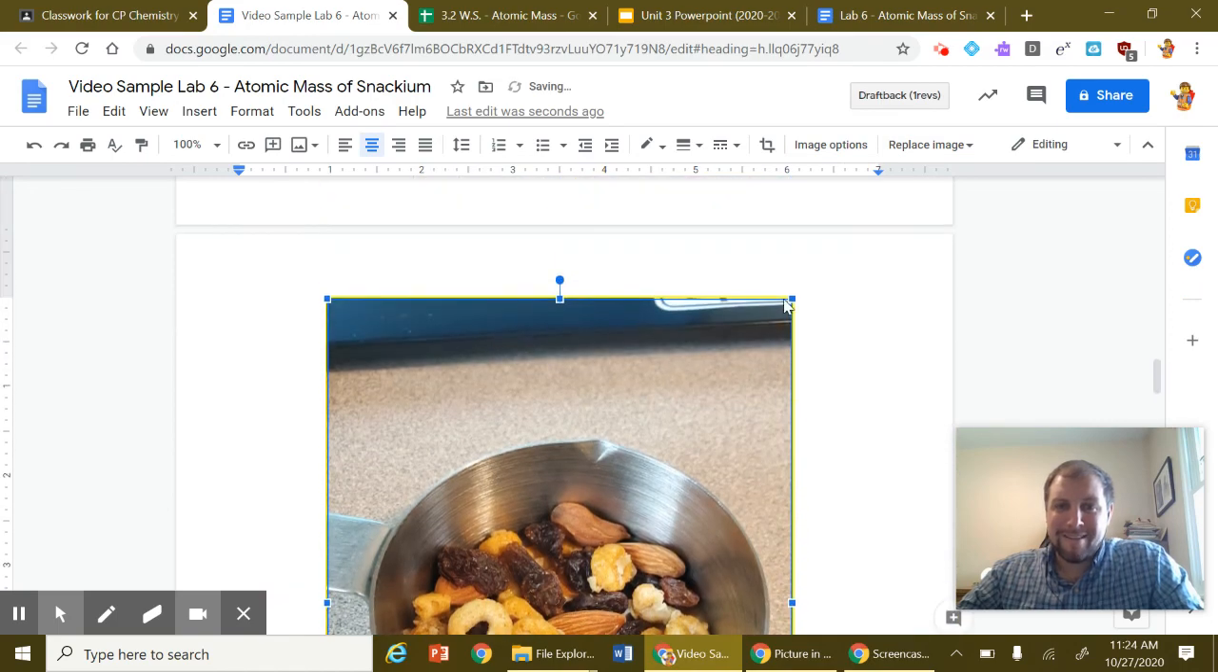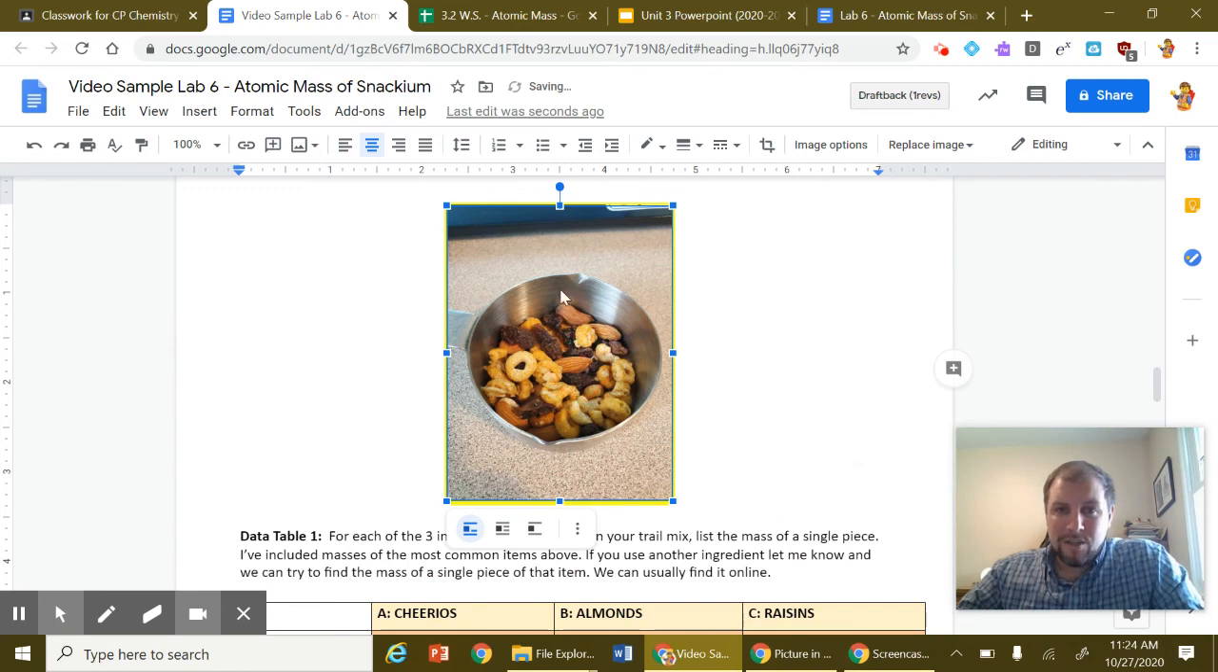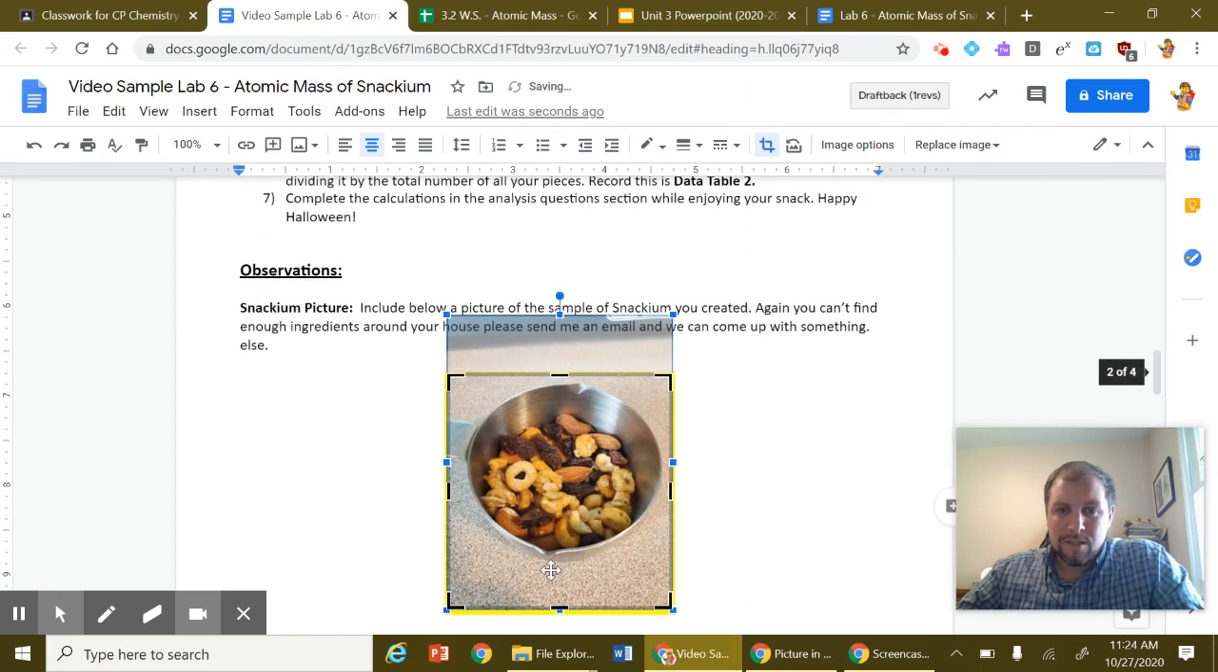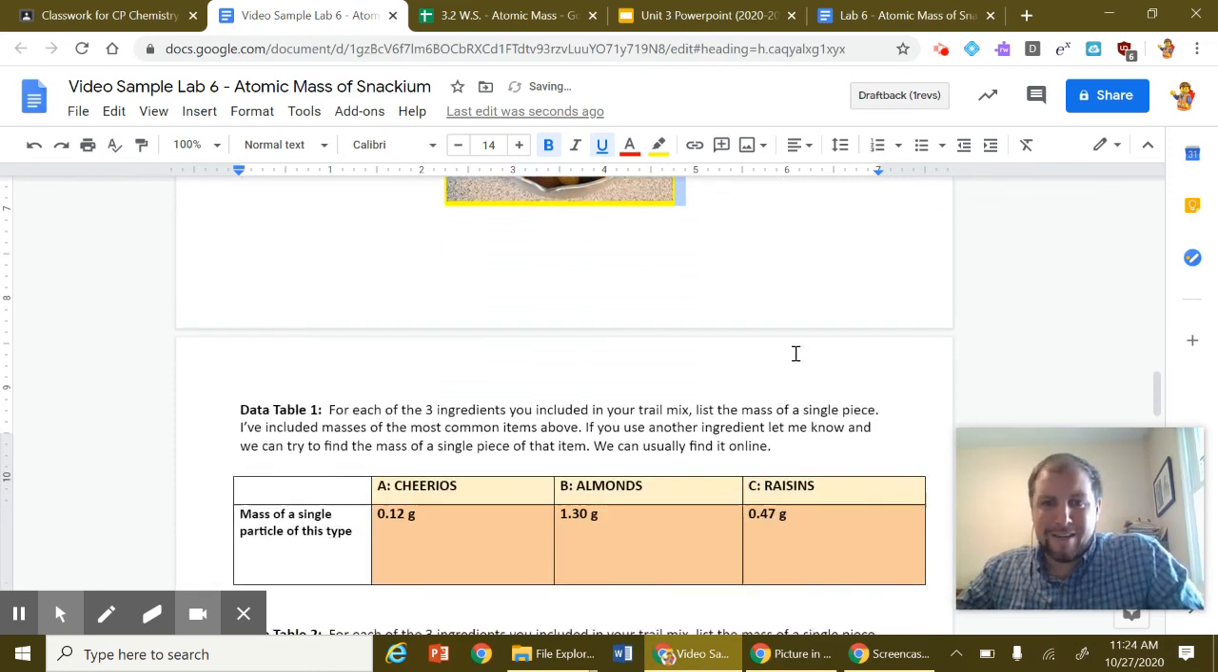Fun fact, you can double click it and you can crop your photo down as well to make it a bit smaller. Cool. Here we go. So there's my proof to Mr. Gucci that I took a picture of this thing. All right, great.